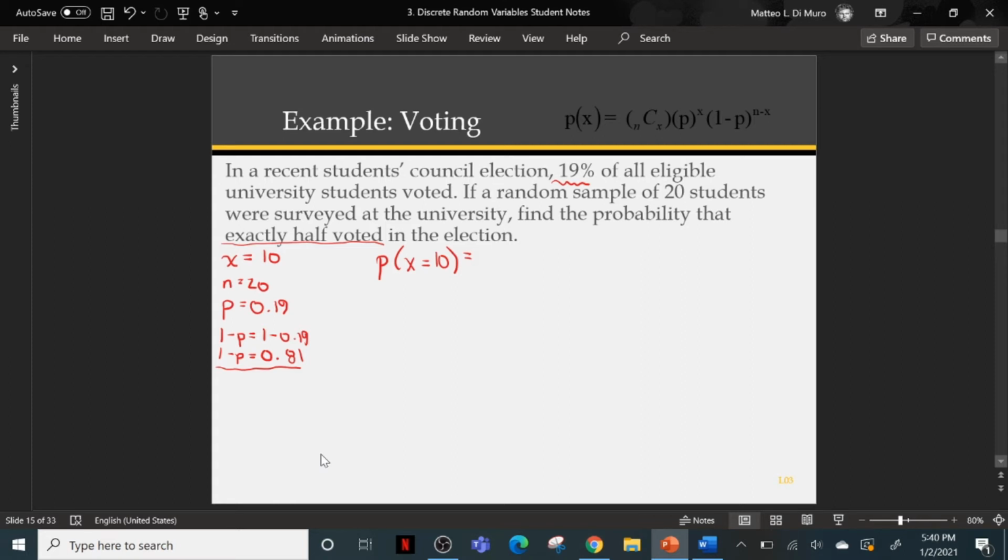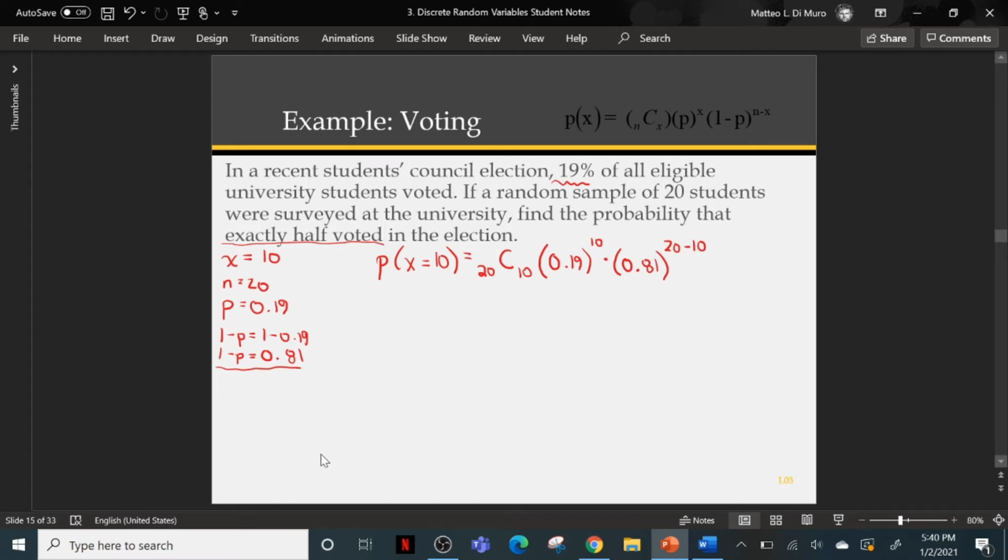So for n, I'm going to plug in 20. And then write a big C. And then x is 10. Probability of success is 0.19 raised to the power of x, so raised to the power of 10, times 0.81 raised to the power of, what's n minus x? So I guess I'll just write it out, 20 minus 10.